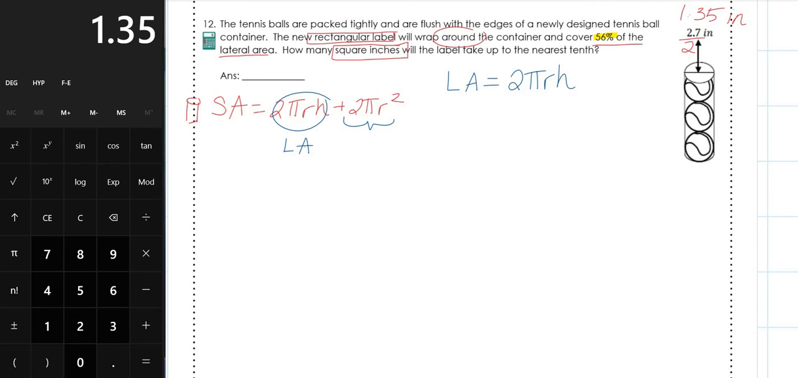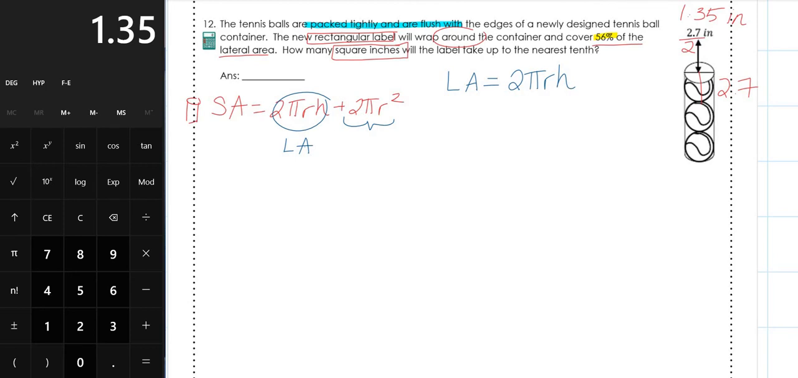Now, this is where you have to think back to what they said in the beginning of the question. They said that the tennis balls are packed tightly and are flush with the edges of this container, meaning from the top to the bottom, all 3 of these tennis balls are touching. Now, they gave us a 2.7 inch diameter, which they drew horizontally. However, you have to remember that your diameter for these balls, which are spheres, will also work vertically. So 2.7 is also going to be kind of like the height of the tennis ball, but really it's just the diameter.